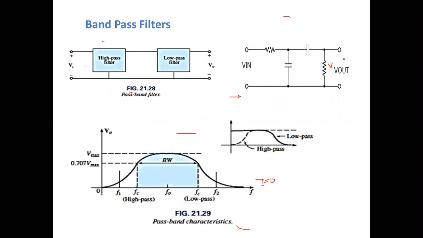Okay, the band pass filter, as the name reveals. How will the circuit diagram look? We have to cascade the high pass filter and the low pass filter like this. The high pass filter will be placed first and the low pass second. It means the input side will be the high pass filter and the output side will be the low pass filter.